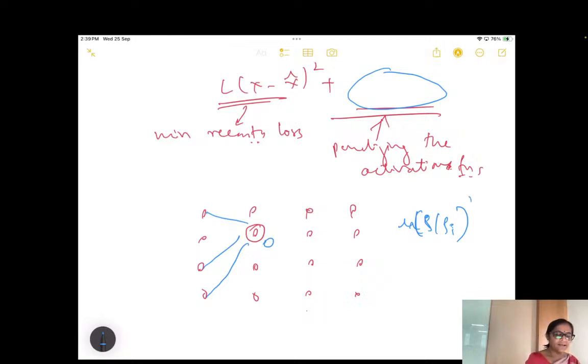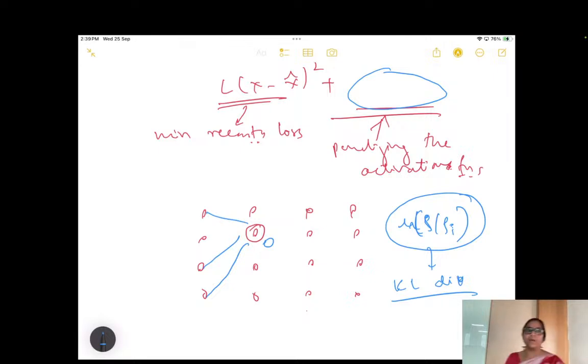How does this look? Yes, this looks like a KL divergence. It should look similar to KL divergence, or in principle you can take the starting point as a KL divergence. What is the KL divergence?